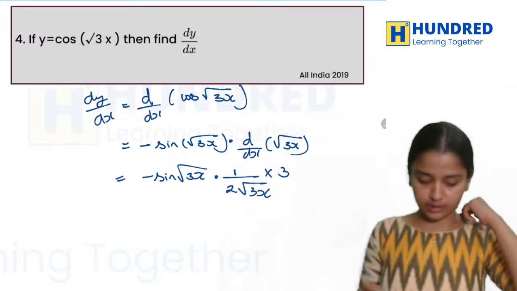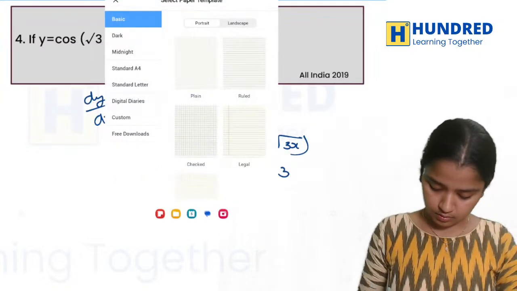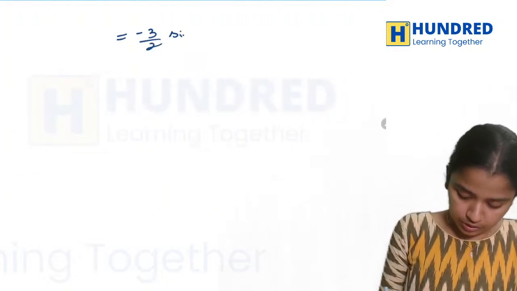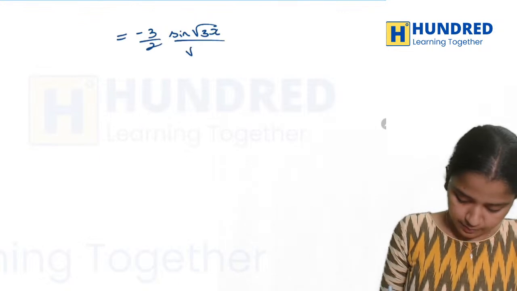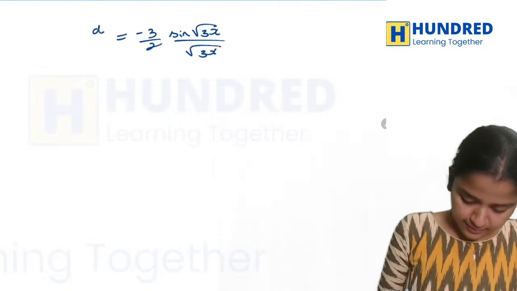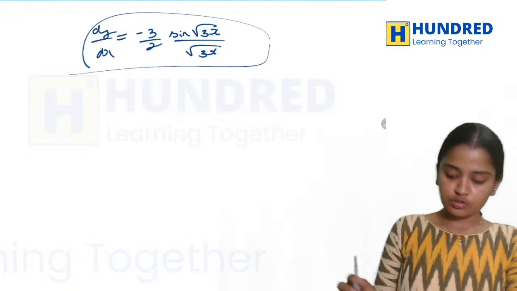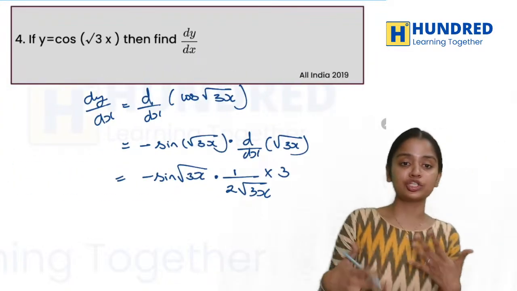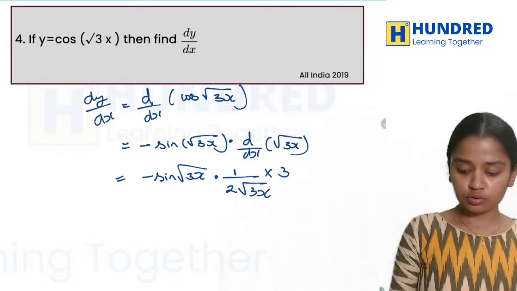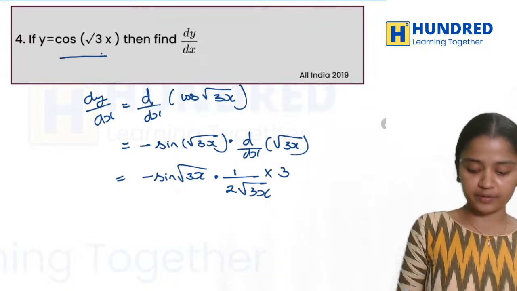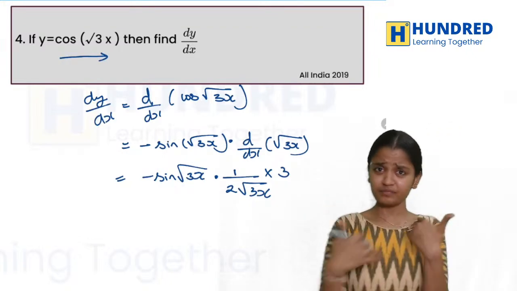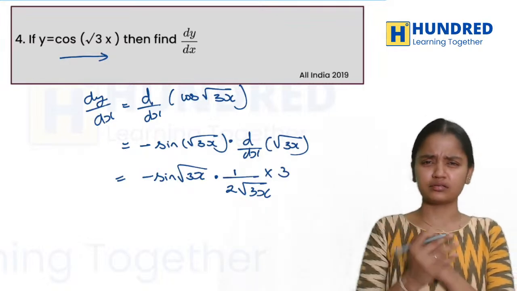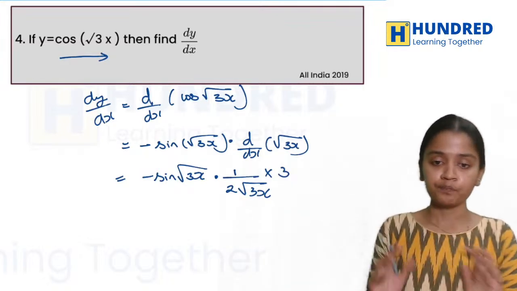So now if I further simplify, this will be minus 3 by 2 sin root 3x divided by root 3x. So this is my dy by dx answer. Basically, all of this we do using the chain rule. First this cos, then we go from left to right differentiating. This is hardly asked for 2 marks or maximum 1 mark, not more than that.